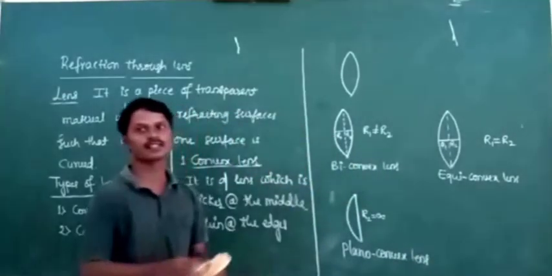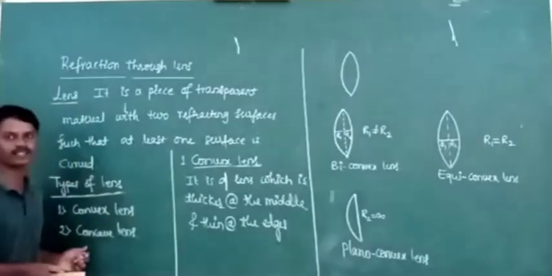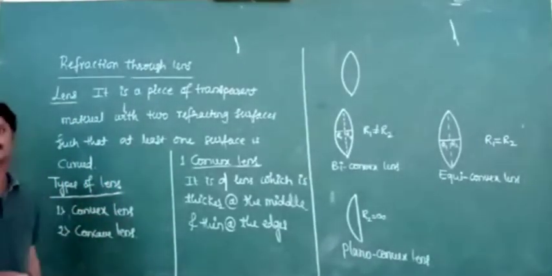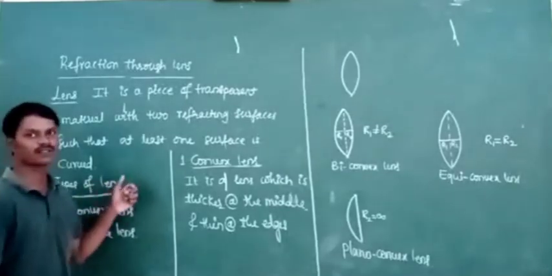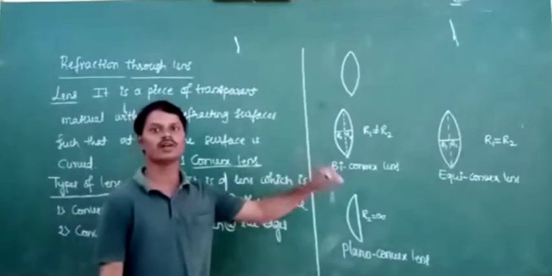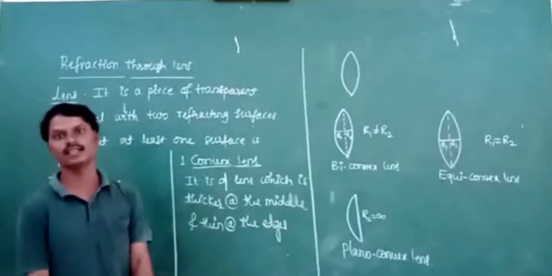Now, let us discuss the second type of lens. What is the second type of lens? That is concave lens. Convex lens is sometimes called converging lens because whenever light falls on the convex lens, after refraction, the refracted rays converge at a point. That is why convex lens is also called converging lens.